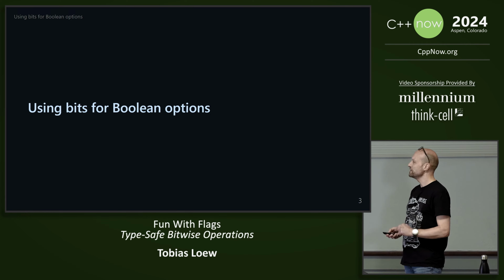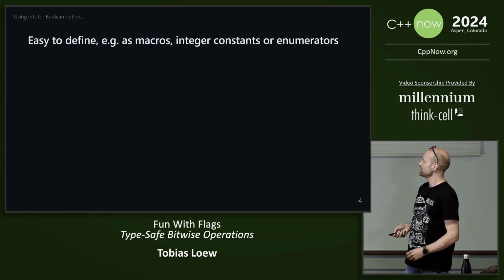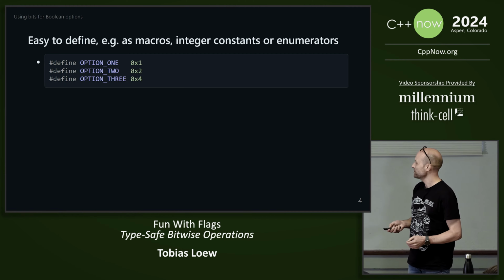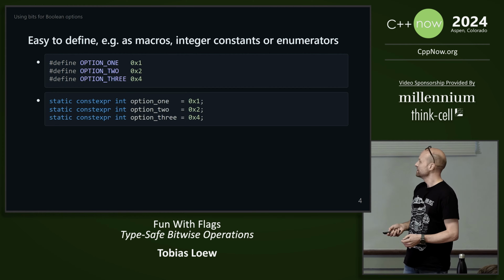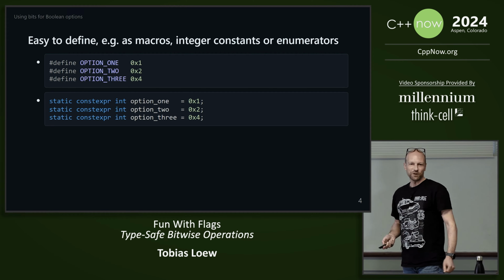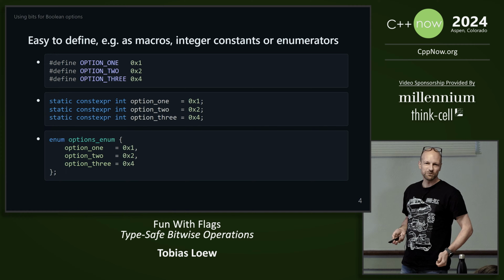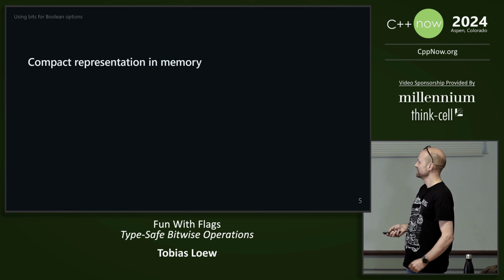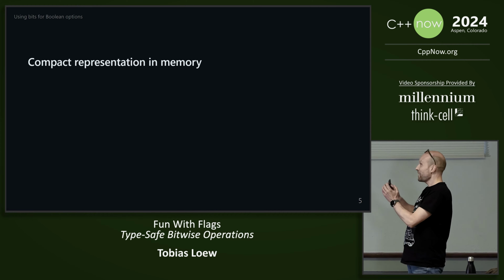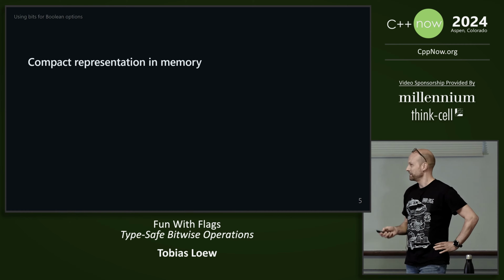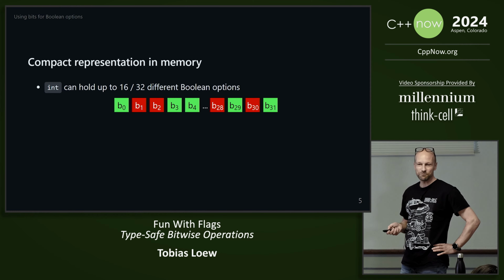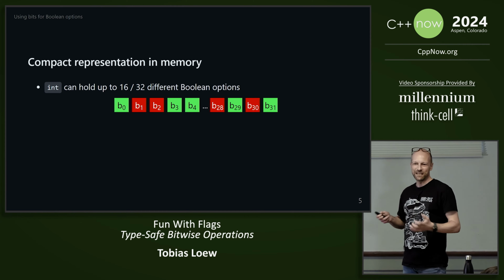Why are we using bits for Boolean options? First of all, they're easy to define. For example, as macros, we can just write them down. We can also write them as const ints, or we could put them into an enum. Those are all viable options, all work, all are used out there. Next, we have a very compact representation in memory. A normal int, depending on your platform, usually holds up to 32 different flags. It can't get any denser.